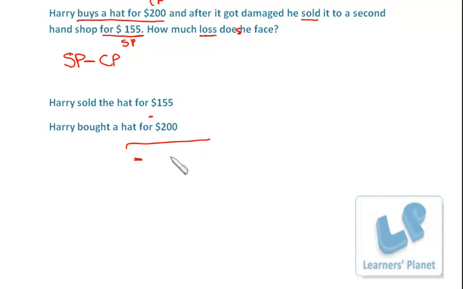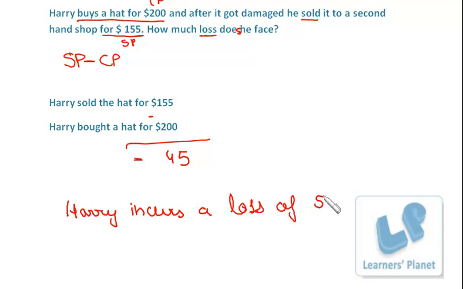minus 45. Now if you're getting minus 45, we know that it's loss and the amount of loss is 45. So the last statement will be Harry incurs a loss of $45. Okay, now similarly we'll do the next sum.